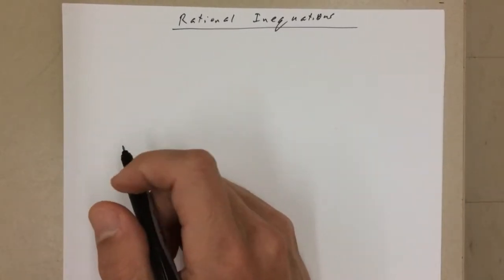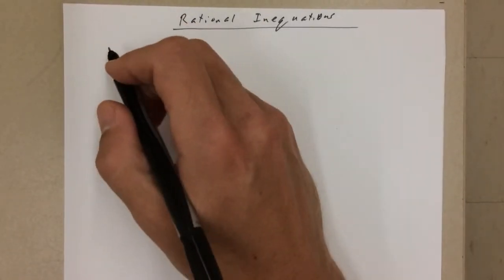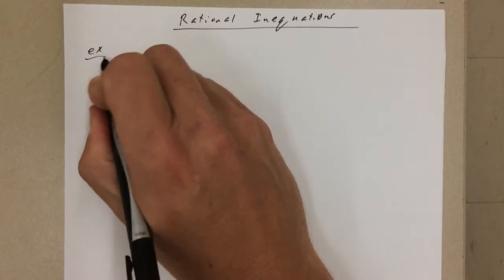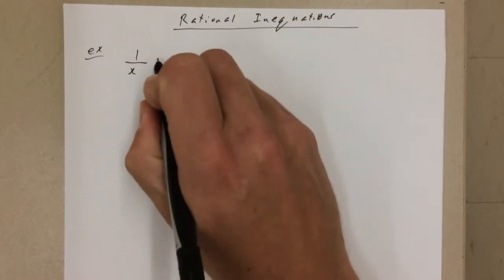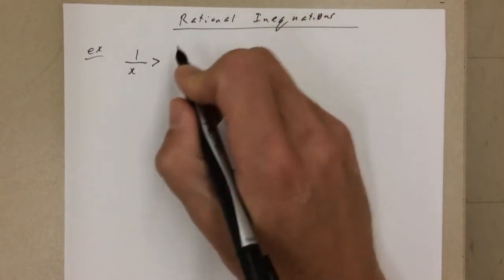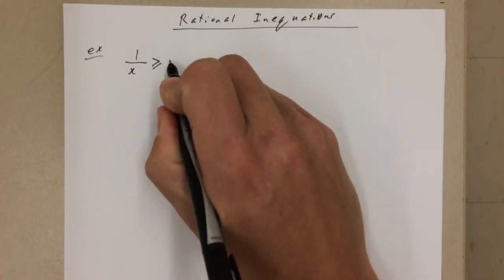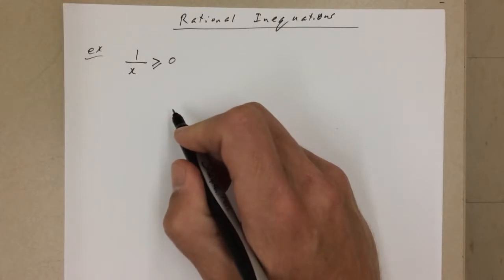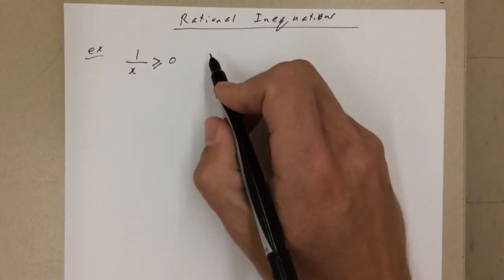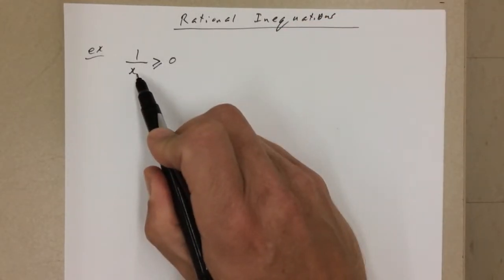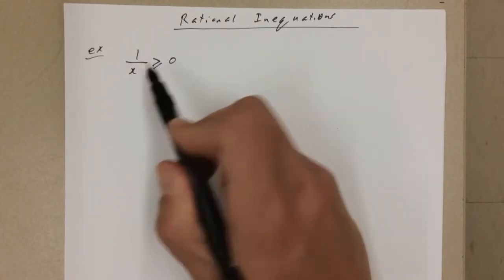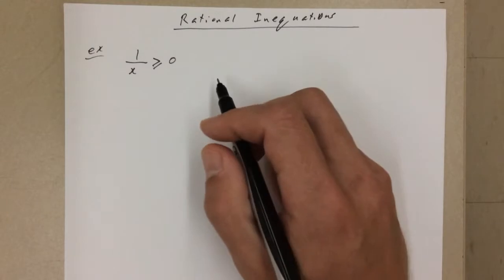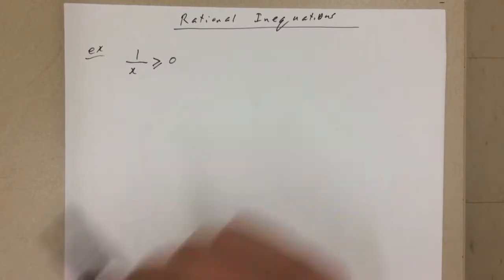Okay, now we're going to look at solving rational inequations. So, for example, if we did something like 1 over x is greater than or equal to 0, when is that true? Well, that's going to be true when x is greater than 0. Okay, so you're going to have a solution set to this, not just a single solution like the equations.